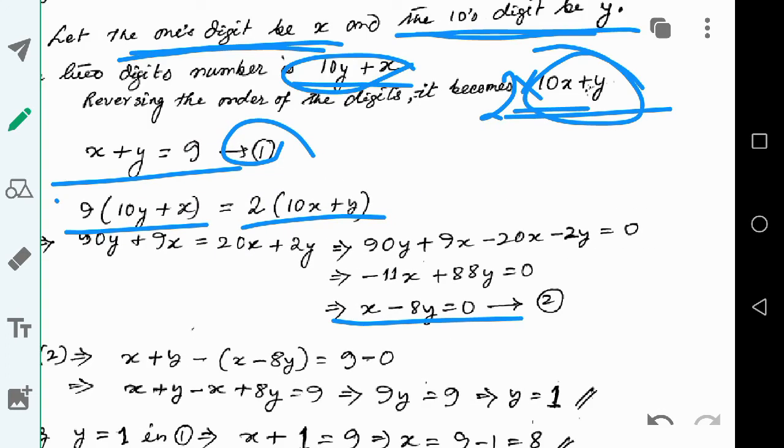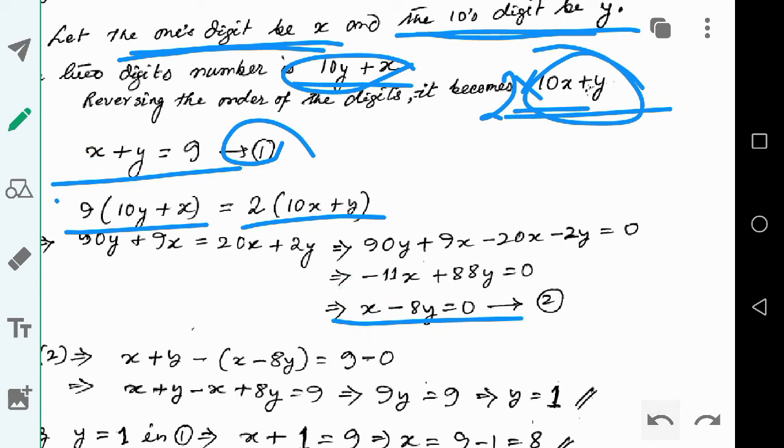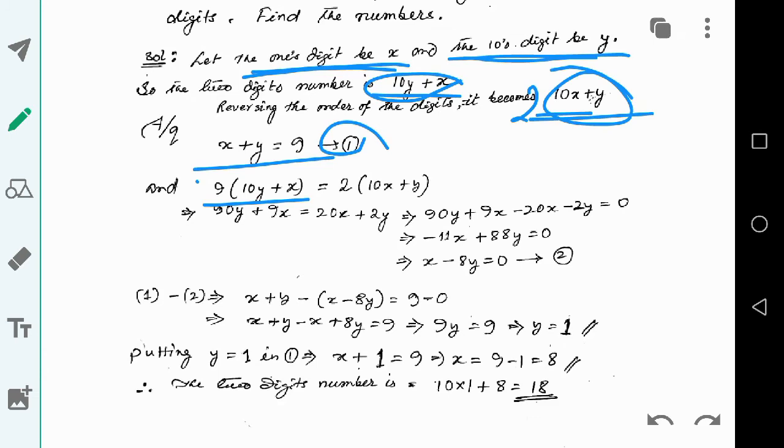Now in order to solve using elimination method, we can subtract 2 from 1. There is x, there is also x. If you subtract 1 and 2, then x will be eliminated, because the terms consisting x are equal in both equations. So now applying elimination method, we have got y is equal to 1.